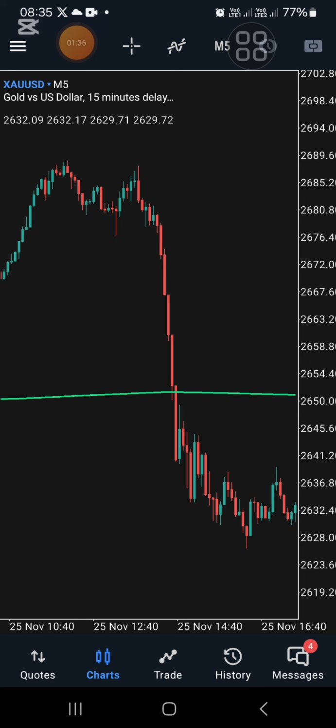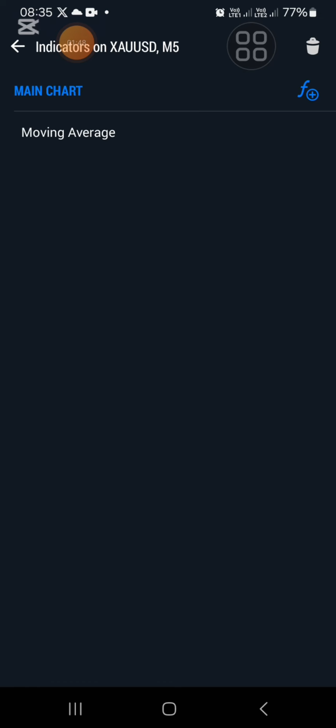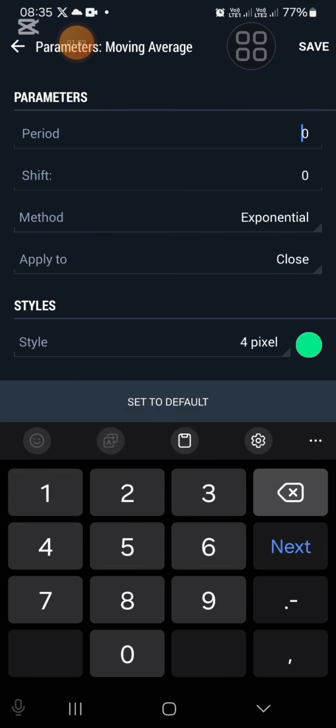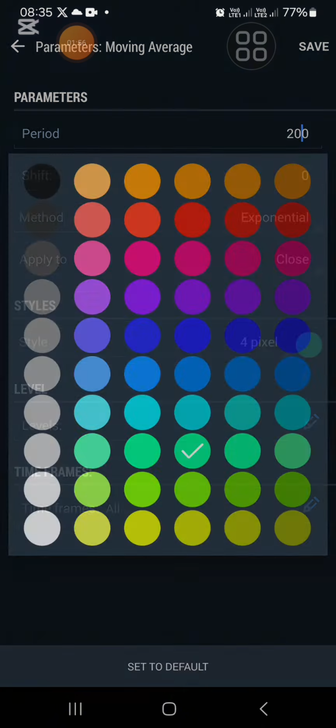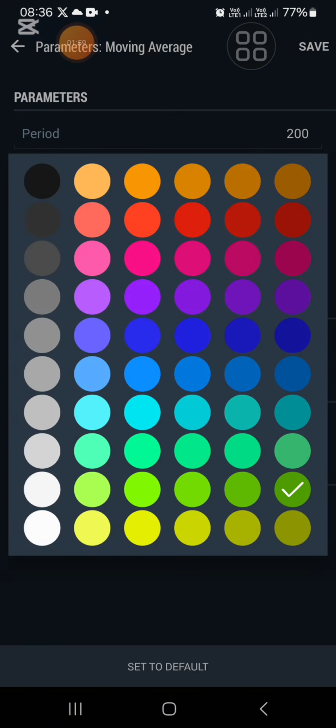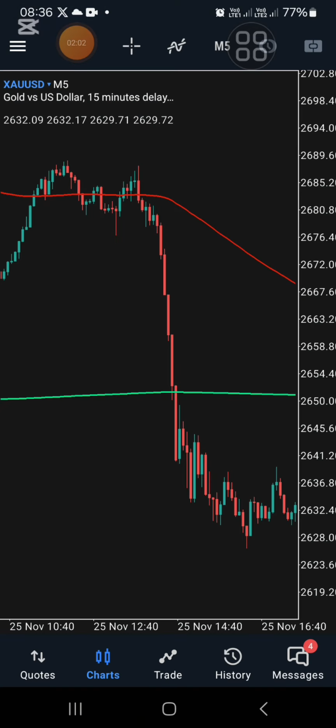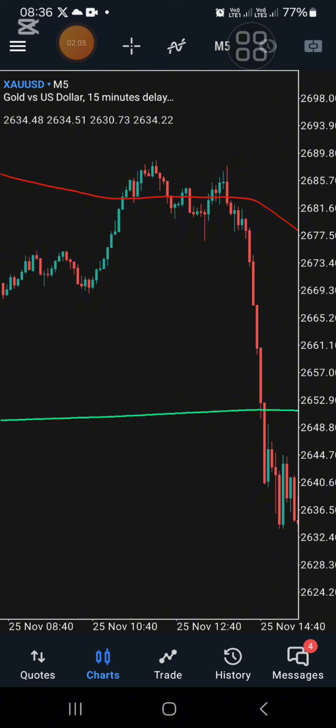So this line is there to show us our long-term trend. This strategy is a trend following strategy. So we have a long-term trend filter. Then secondly, we are going to add a short-term trend filter, which is going to be our 200 exponential moving average with the color red. So we're going to save. So we have two trend filters, one for short term, the other one for long term.